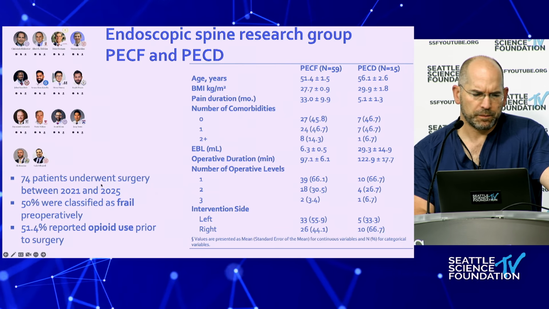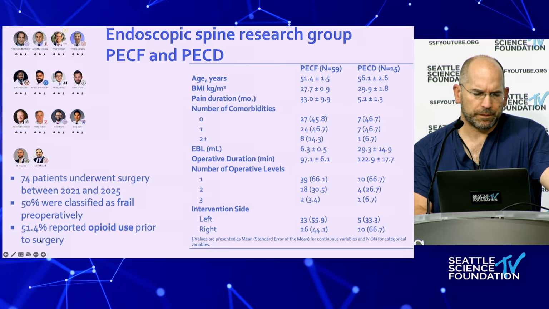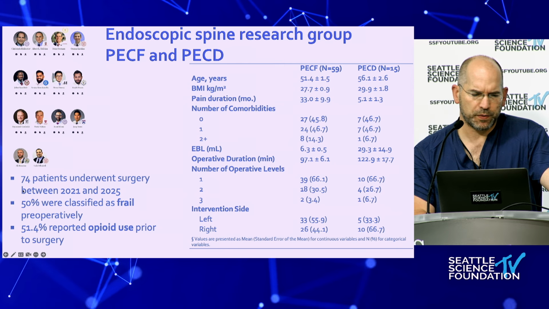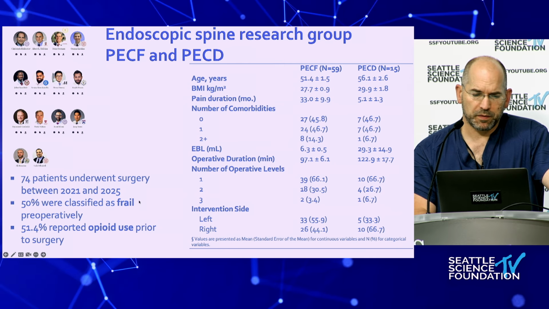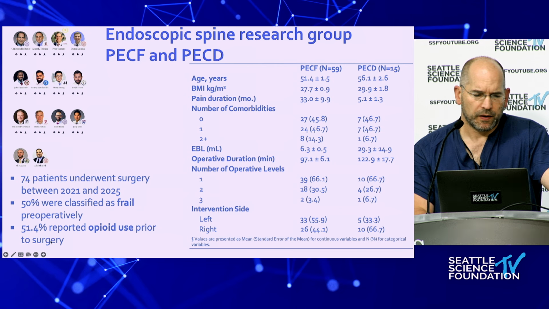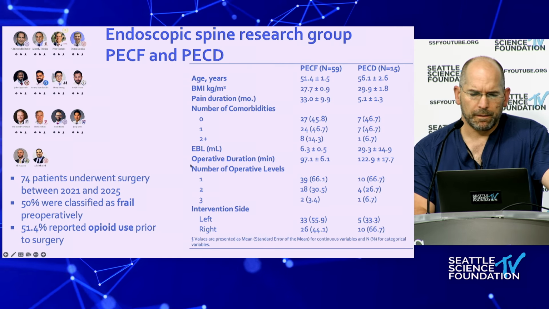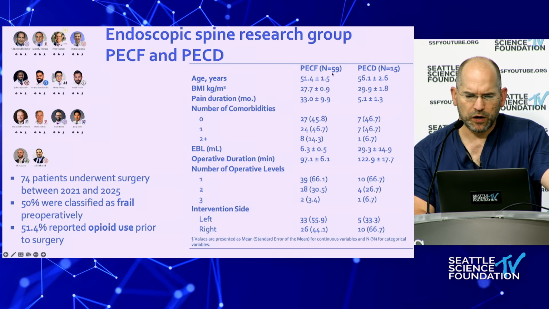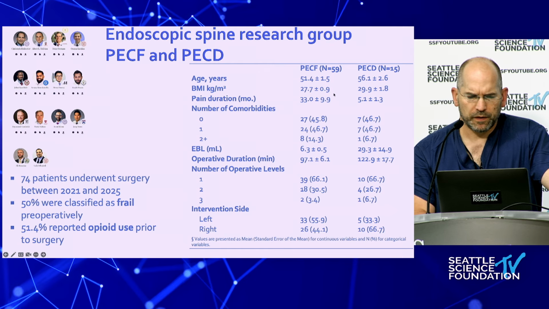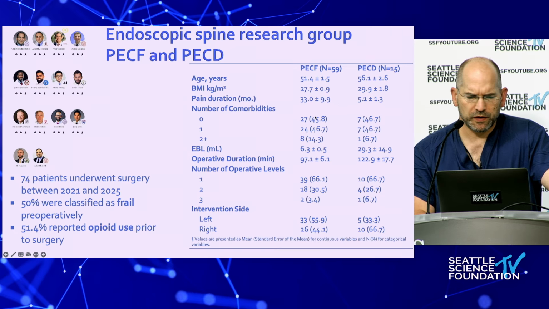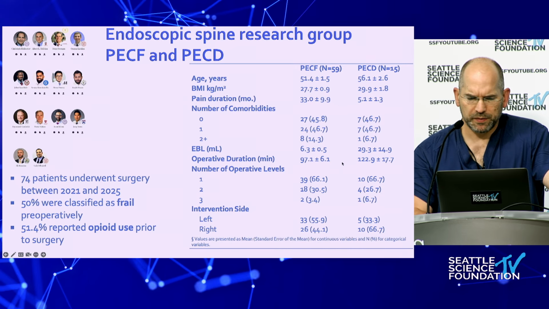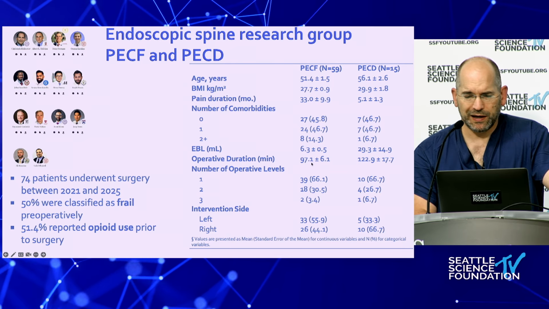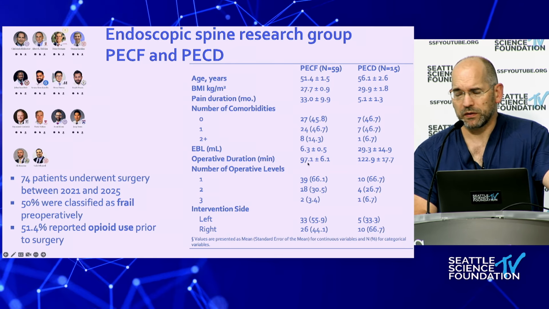I have a whole group, and my research assistant, Catherine, yesterday pulled out those cases, the last 74 patients. A lot of them are very frail, so 50% are frail. 50% use opioids. Otherwise, the average age is around 50 years. Here the foraminotomies and here the discectomies. Again, pain duration is very similar between those. EBL is minimal. Operative time, on average, is 90 minutes, so 1.5 hours.